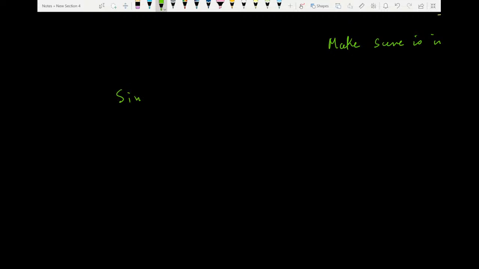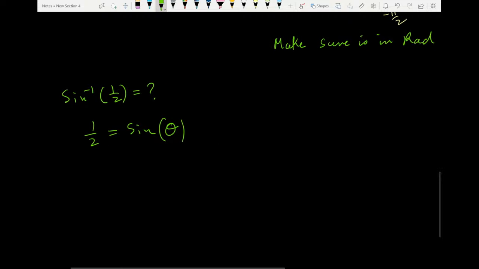I want to know sine inverse of 1/2. What is that? So another way of looking at that problem would be sine of what gives you 1/2? Or in this case, what's that angle that gives you 1/2? Sine of what gives you 1/2? That's what we need to do. And then we could go back to the table.